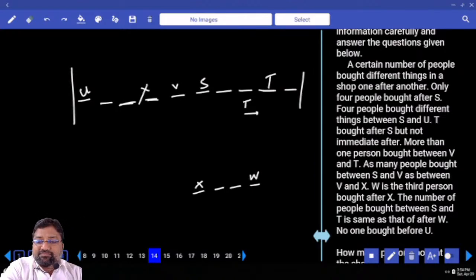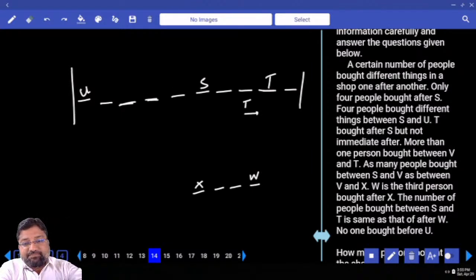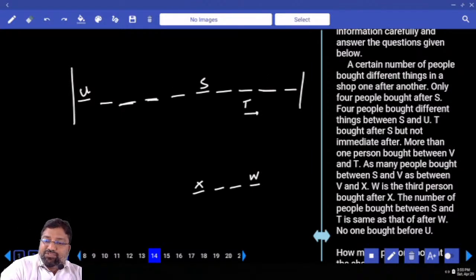Is it understood? W comes. Number of people between S and T is 2. Number of people to the right of W should be 2. Yes or no? But W is stopping here. So there is only one possibility, T. Number of people between S and T. Come on. Number of people between S and T, 3. Number of people after W, 3.